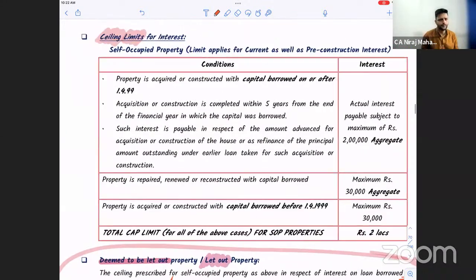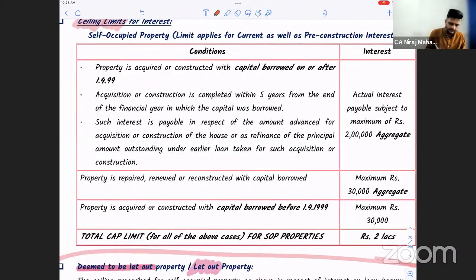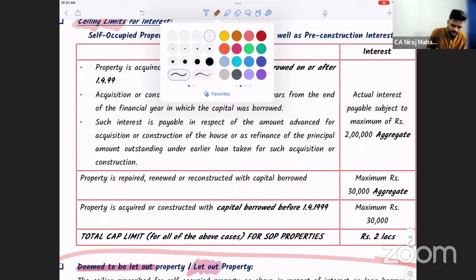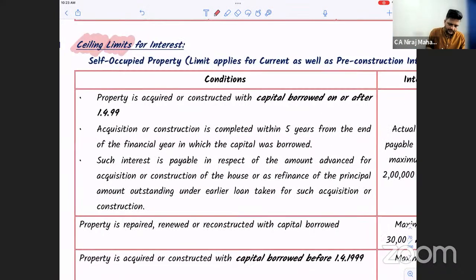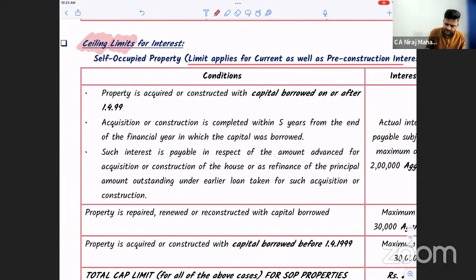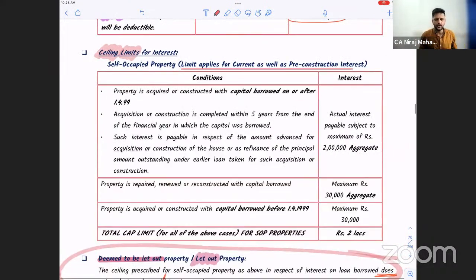Look at the self-occupied properties. This is again a little bit of a headache, or you can say not tricky, but many things we have to keep in mind. Okay, sure. Relief, we have in fact limits. Everyone ready till here? Self-occupied property limit applies to current as well as pre-construction interest. That means we used to take the total. The earlier question we have already solved, and we have to write a figure. Remember, interest under 24B, current year plus pre-construction. That figure used to come.